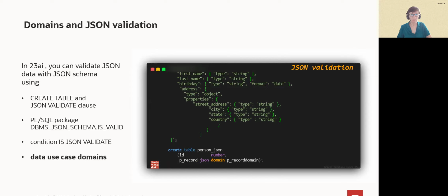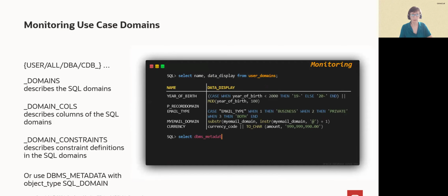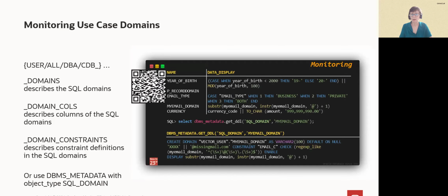So to conclude the session, how can I monitor the whole thing? There's the user, all, DBA domains data dictionary tables. For columns, we have one, and for constraints. As you can see here, with the user domains, I have the name and the data display, but there's also a column data order and much more. But what you can also do is use the good old DBMS_METADATA.GET_DDL, with the object type SQL domain, and then you get even the whole create domain statement that you may use in other applications and so on. This concludes my presentation.